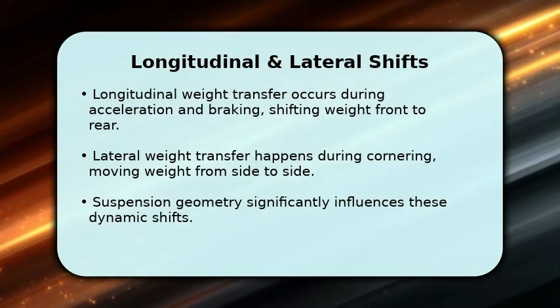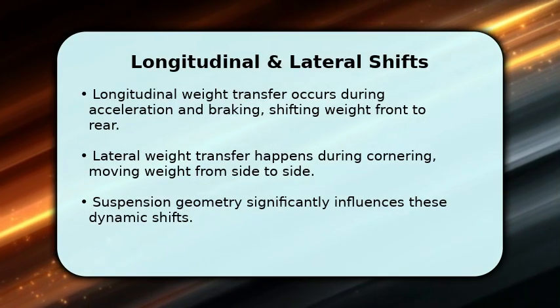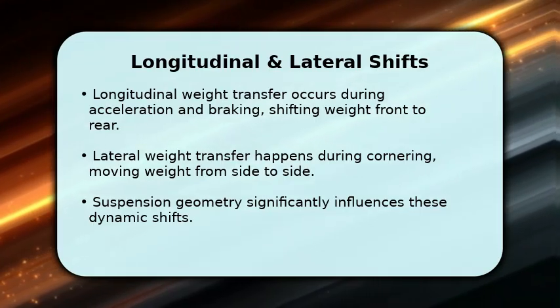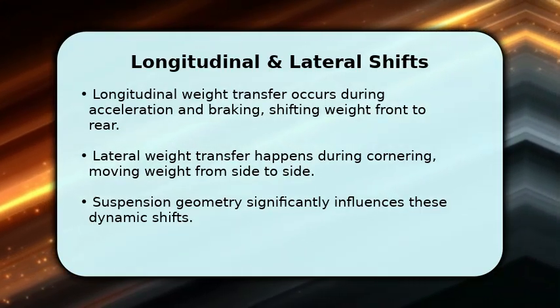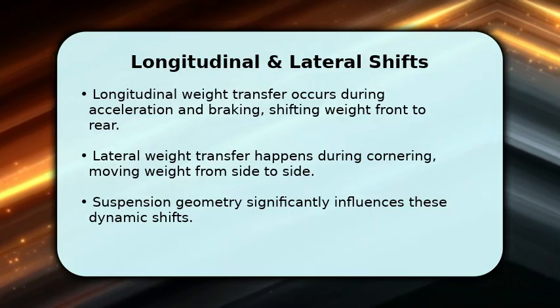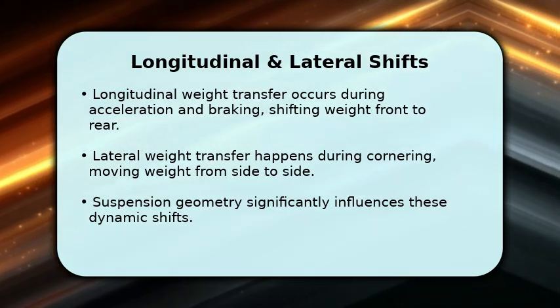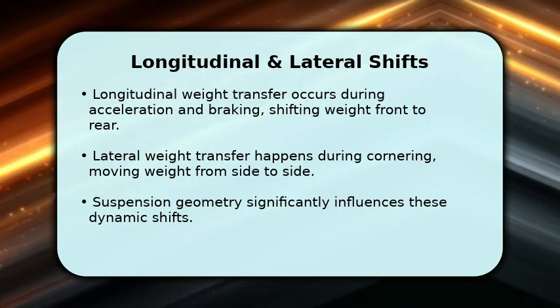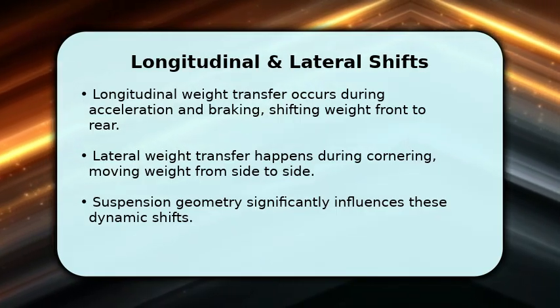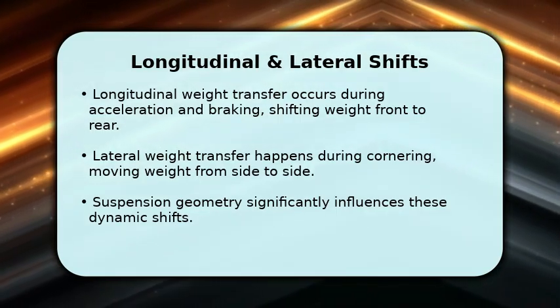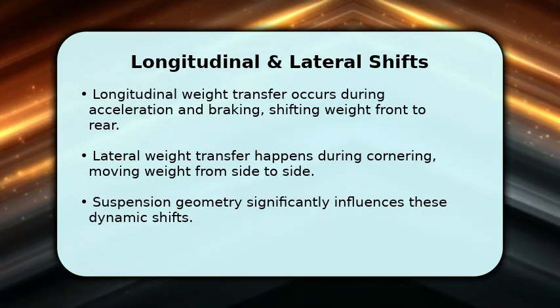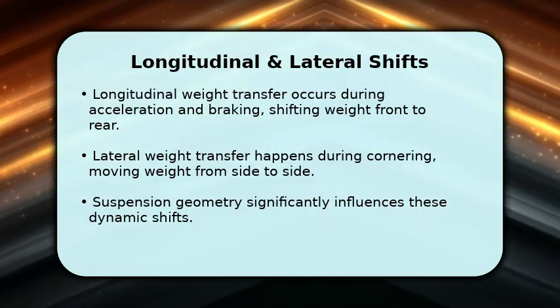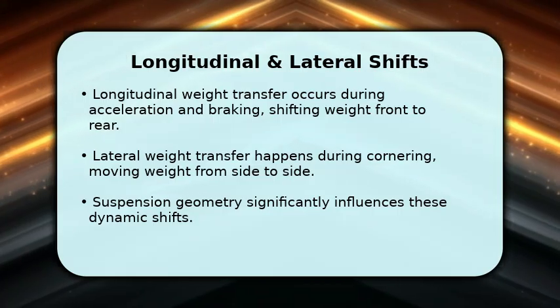Let's delve into the two primary types of weight transfer. Longitudinal transfer involves the vehicle's mass shifting forward under braking and backward during acceleration. Lateral transfer, on the other hand, is the side-to-side movement of weight when cornering. For instance, a vehicle turning left will experience weight shifting to the right. These shifts are profoundly influenced by suspension design and setup.